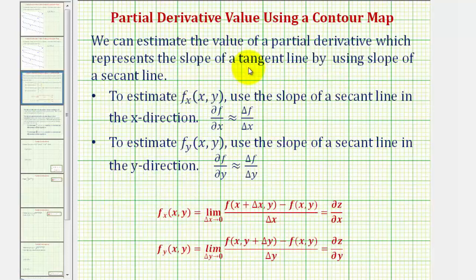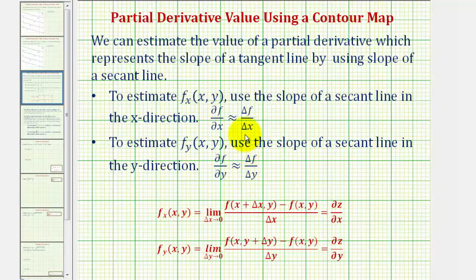We can estimate the value of a partial derivative, which represents the slope of a tangent line, by using the slope of a secant line. To estimate the partial derivative of f with respect to x, we would use the slope of a secant line in the x direction, where we would find the change in the function value and divide by the change of x. And to estimate the partial derivative of f with respect to y, we'd use the slope of a secant line in the y direction, so we determine the change in the function value and divide by the change of y.